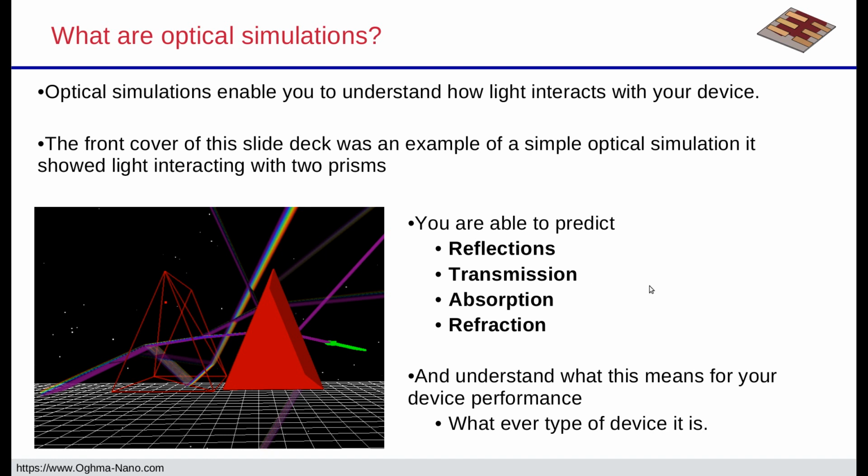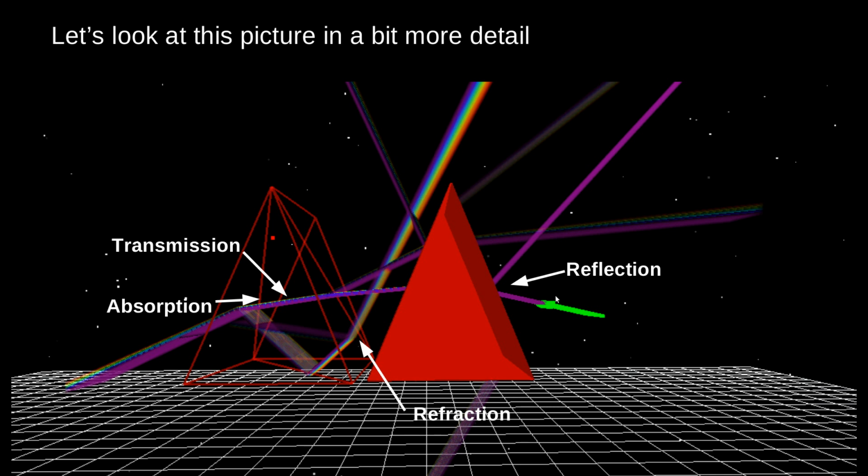So we'll look at that in a bit more detail now. I've labelled it here. We've got reflection off the surface, so light is reflecting there. We've got refraction, where light is being bent as it enters or leaves an object. We've got absorption, where light is absorbed as it travels through an object. We've got transmission that goes through the object. So those are the key things you need to simulate when you want to model a device. And by the way, you can actually download this example simulation. It comes with Ogma Nano in the slide deck, in the demo simulations.